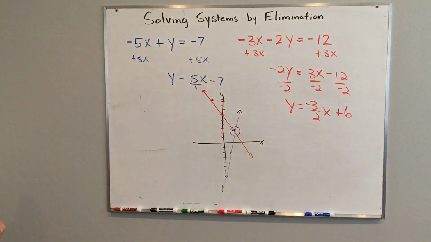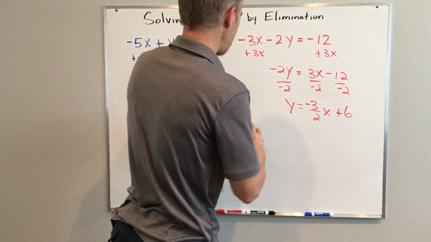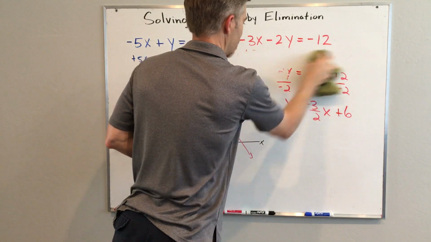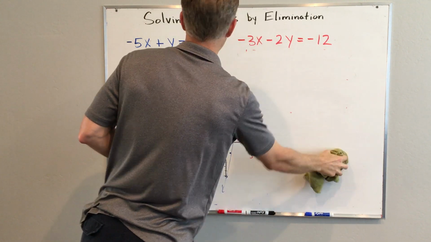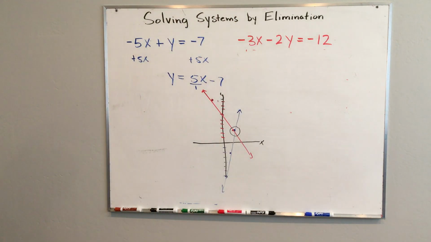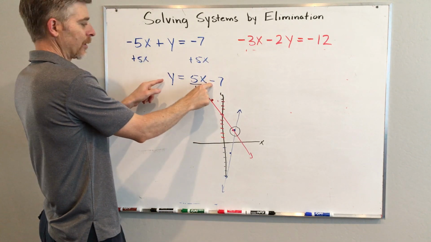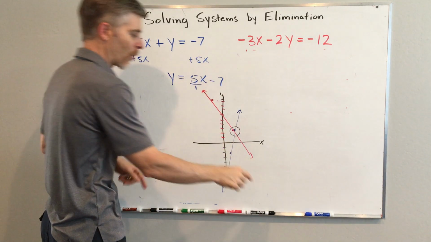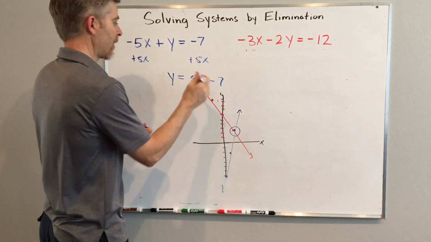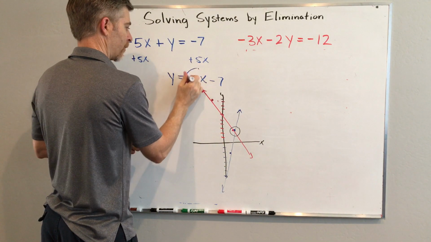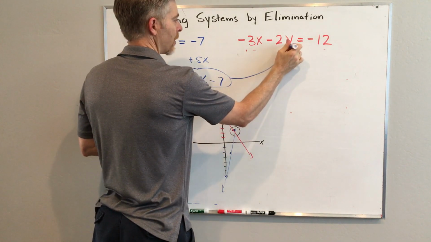So let me get my eraser here, and I'm going to erase this work here. And I'm going to take the blue equation, and since it's solved for y, I can take this and substitute it in for this y.